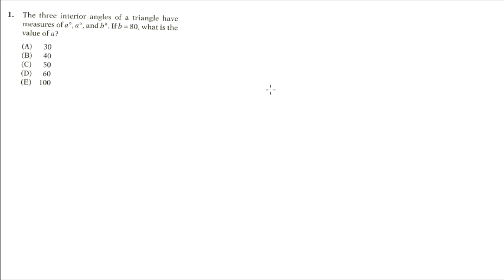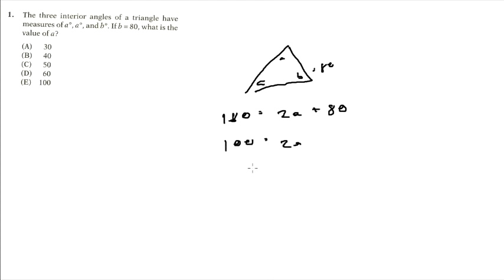All right. Three interior angles of a triangle are A, A, and B. B equals 80. What is the value of A? So we know that 180 equals 2A plus 80, right? We have this one, and this one. This one we know is 80. So we say 100 equals 2A, A equals 50.